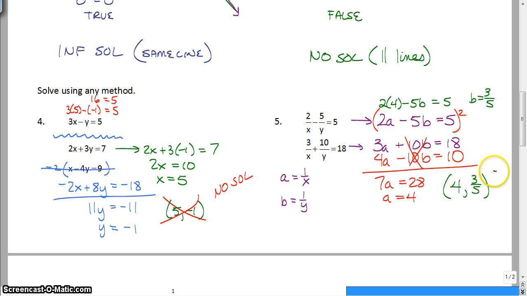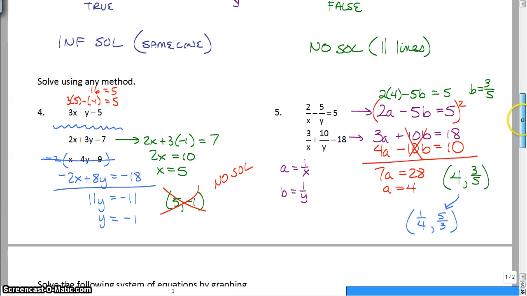But we are originally solving for x comma y. So you have to make sure you flip both of them. And our final answer is 1/4 comma 5/3. This is the one we want. This is our a and b. But remember, the original problem was x and y. So you need to solve for x and y. Okay?